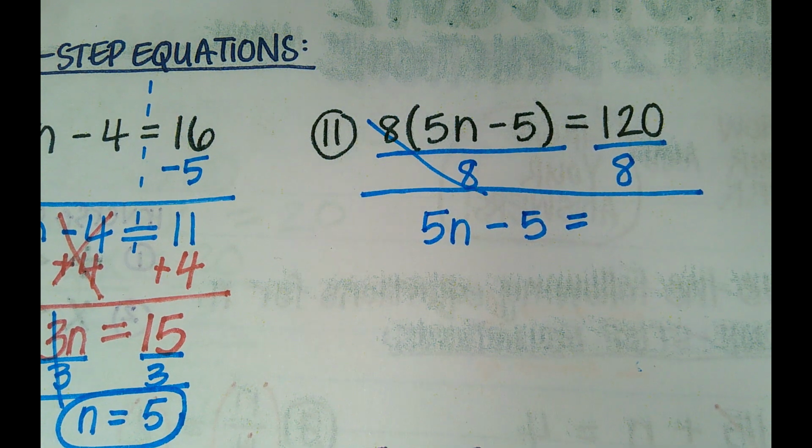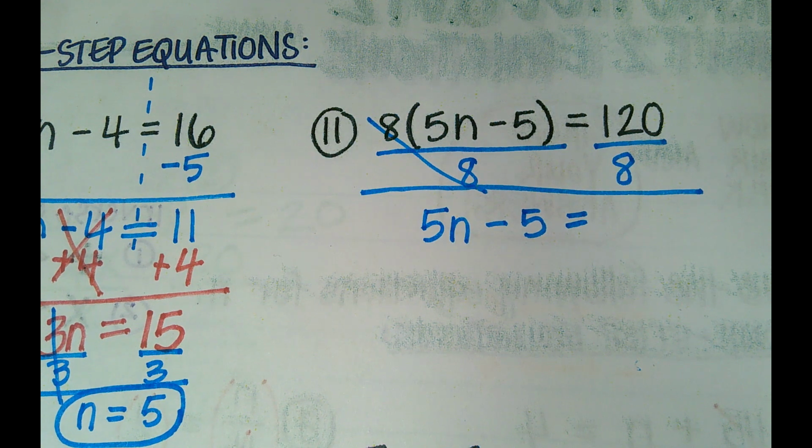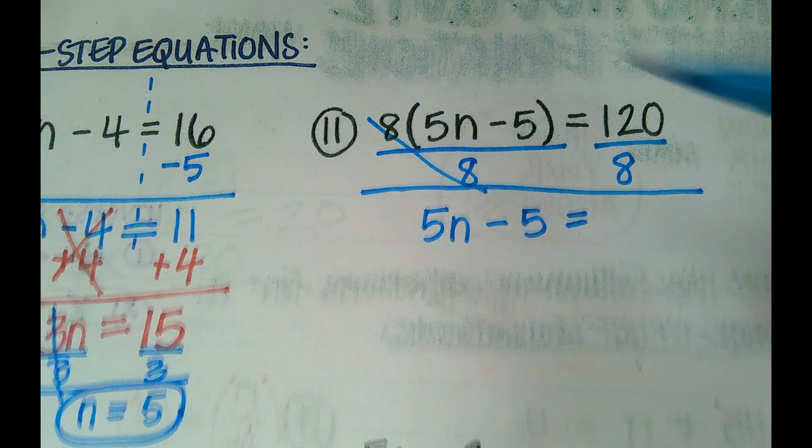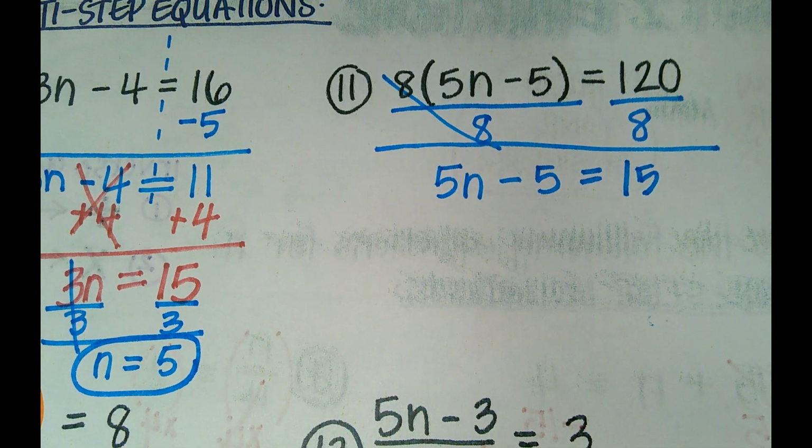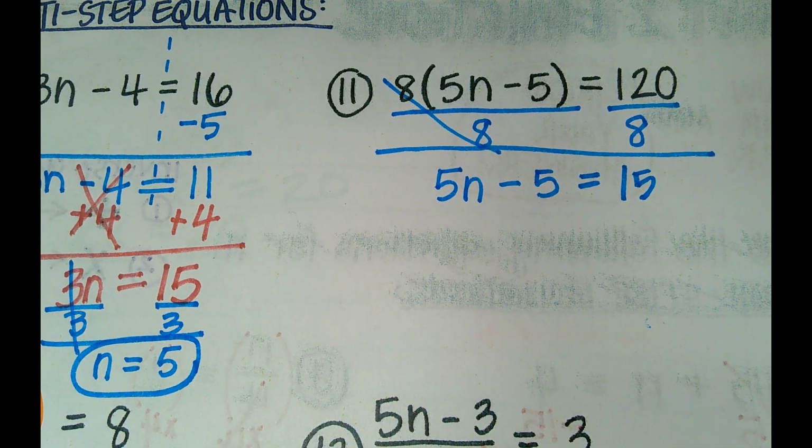Oh yeah, 120 divided by 8 now. That's gonna have to be a calculator. 15. Yep. Oh wait, yeah, it is 15. 5 minus 5 equals 15.